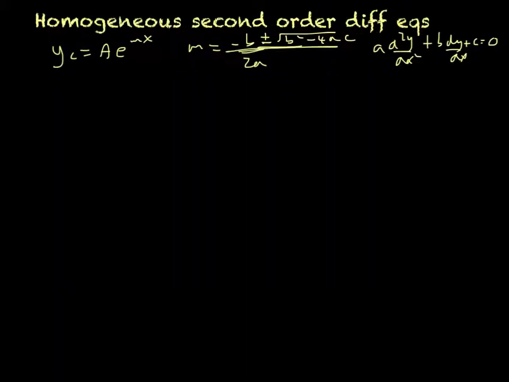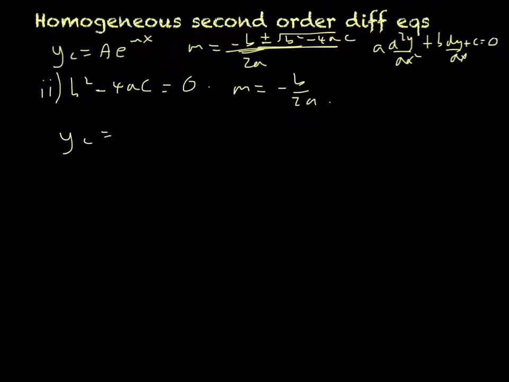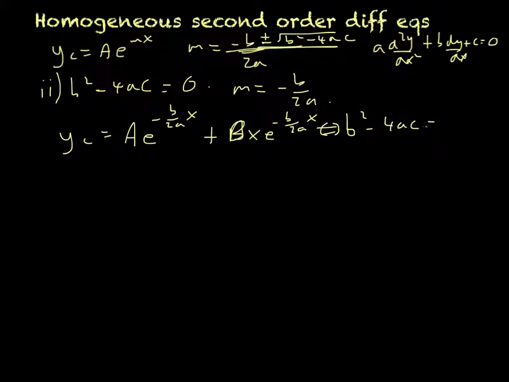Right, so this time we're going to investigate case 2, where b squared minus 4ac equals 0. So what we're left with is m is minus b over 2a. So you would expect that our complementary and therefore general solution function here is going to be A e to the minus b over 2a x, which is understandable, but what maybe is a little bit more confusing is that also B x times e to the minus b over 2a x produces the same result only when, so if and only if, b squared minus 4ac equals 0.